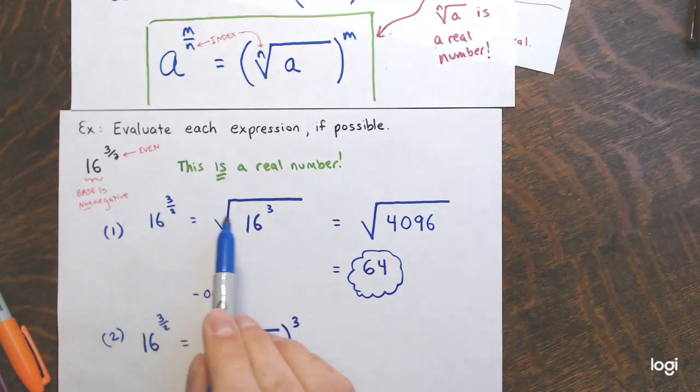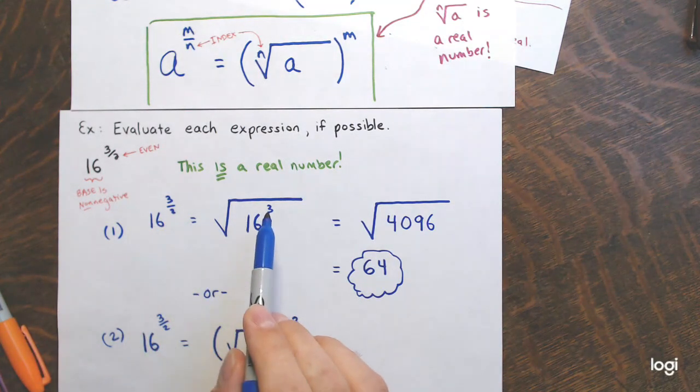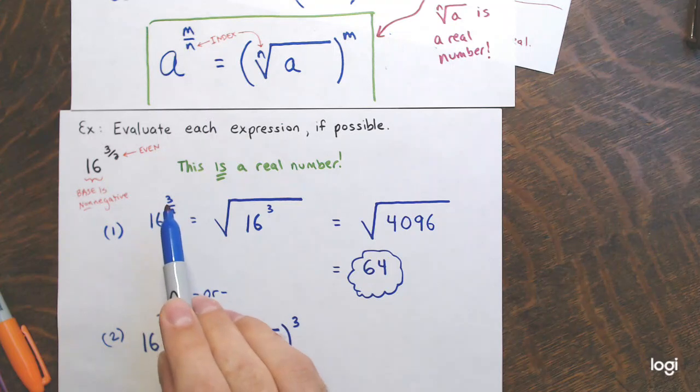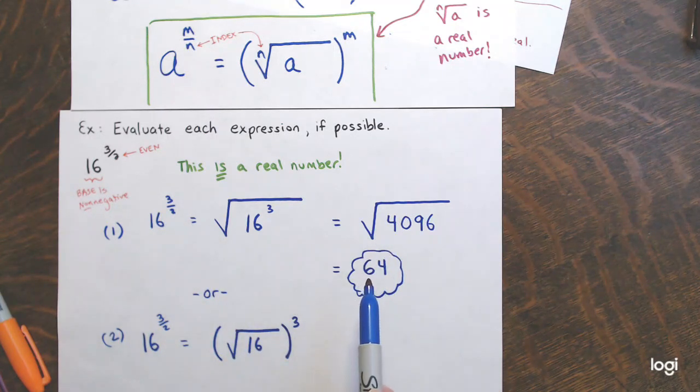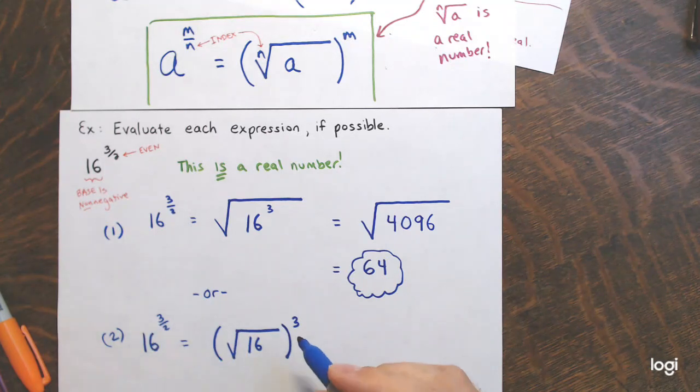So like that first way, I took 16 to the 3rd first. I did 16 to the numerator, and then did the square root. Got some large number, and then the square root got 64. This way is the other way around. I work with the denominator first. See, the denominator is 2. It tells me square root. Take the square root of the base first. Square root of 16 is 4, and then raise to the numerator power.